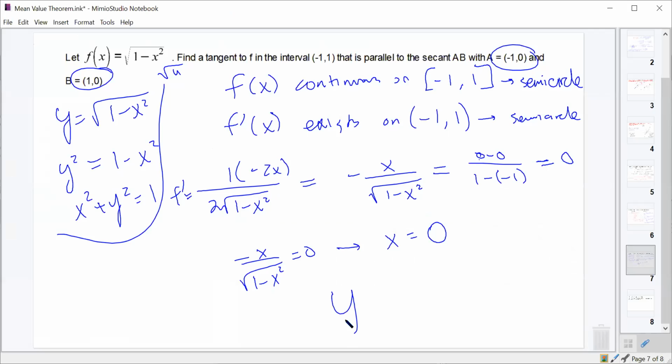So we ended up here with y equals 1 as our equation. Okay. Last little thing we're going to add to this is just a little corollary to the mean value theorem. And that corollary is called Rolle's theorem.